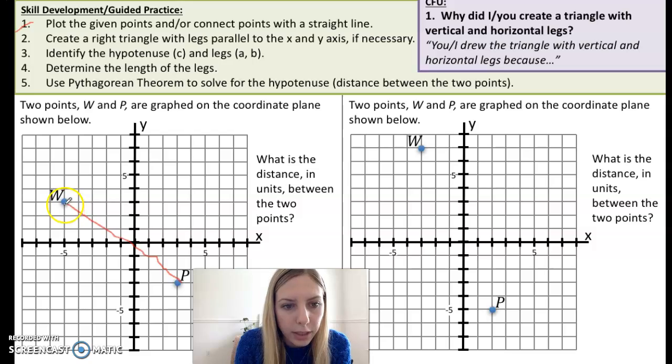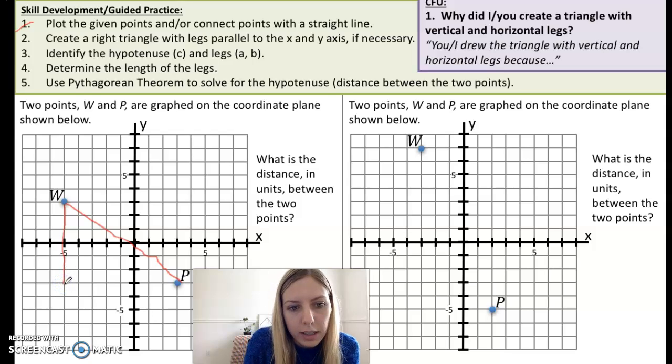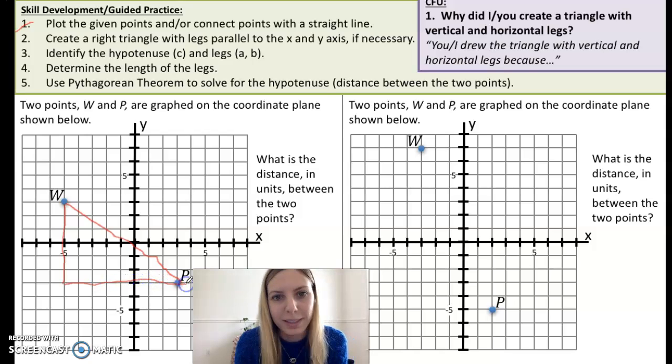So I'm going to connect W and P to make a right triangle. It's not going to be perfect, but I'm doing my best.